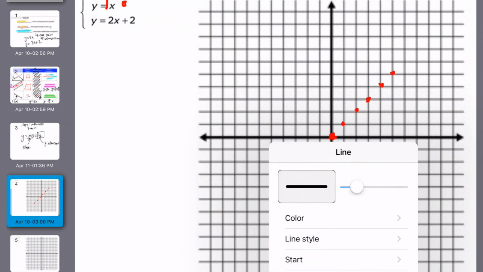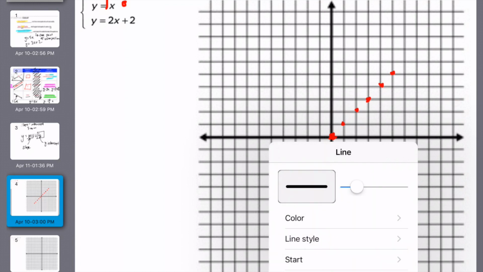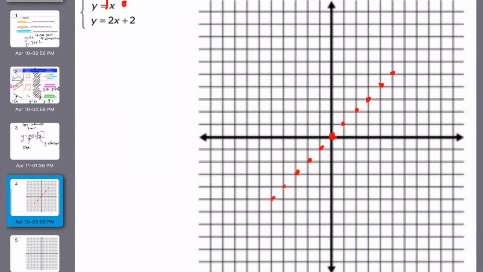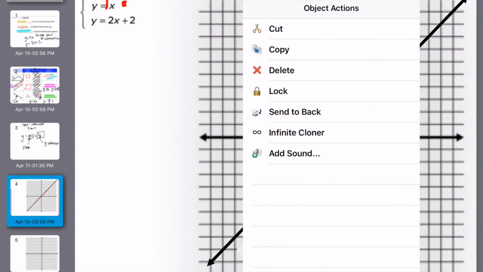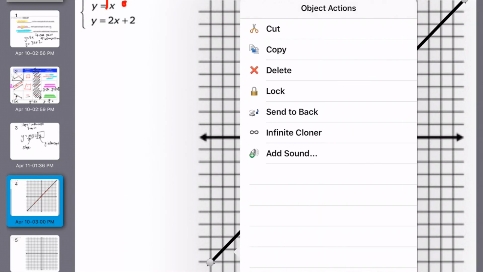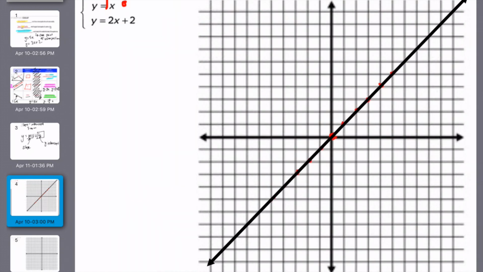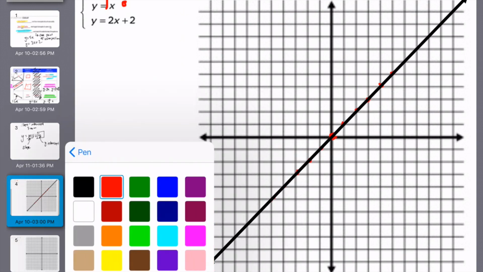Line style, not that. There we go. Okay, so let's see here if I can do this. There we go. So that's going to be our first line. And let me change that line. Maybe. Doesn't look like I can. That's okay. So this second equation, I'm going to put this in green.